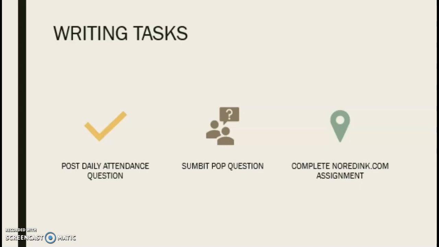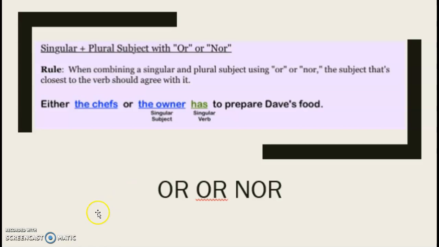What you are going to see on the assignment in no red ink today is going to be collective nouns that we talked about. Also identifying the action verb, which should be just a review for you guys. The other thing is going to be when to use or nor in your writing. So I want to briefly go over that so that there's no confusion.